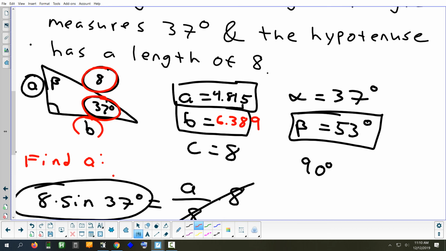You should always have the biggest side across from the biggest angle. The smallest side should be with the smallest angle. That's very, very quick to check. If that doesn't happen, something's wrong.